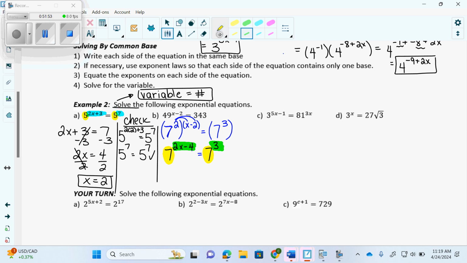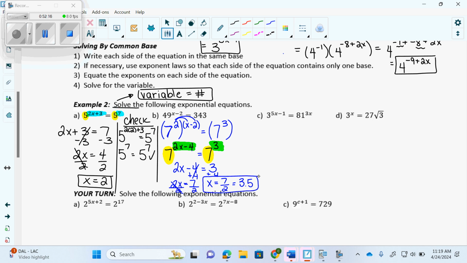So we have 2x minus 4 equals 3, and then we're back to grade 7. Add 4. 2x equals 7. Divide by 2. And x equals 7 halves is acceptable. And 3.5 is also acceptable. Why is a decimal acceptable in this instance? Because it terminates. It stops.